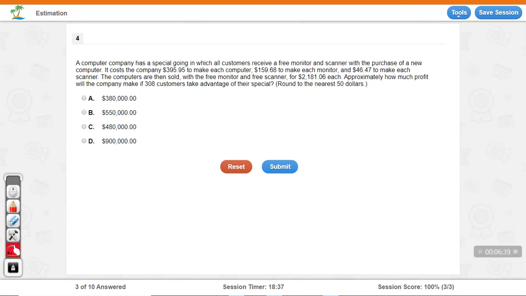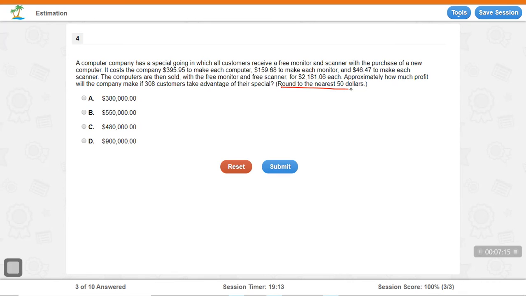All right, our final problem as we look at it here, it says a computer company has a special going on in which all customers receive a free monitor and scanner with the purchase of a new computer. It costs the company $395.95 to make each computer, $159.68 to make each monitor, and $46.47 to make each scanner. The computers are then sold with a free monitor, free scanner for $2,181.06 each. Approximately how much profit will the company make if 308 customers take advantage of their special?